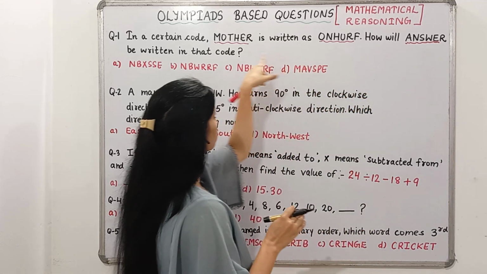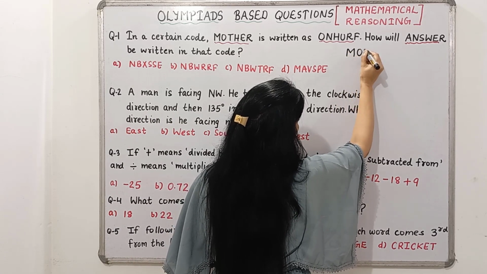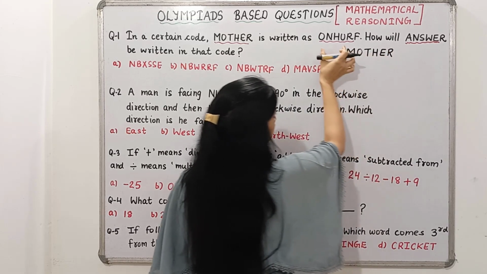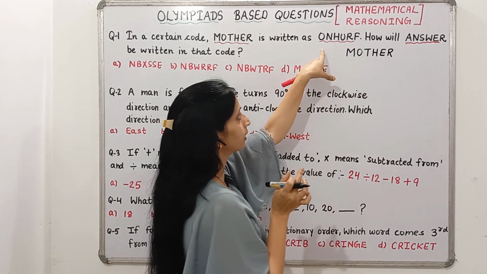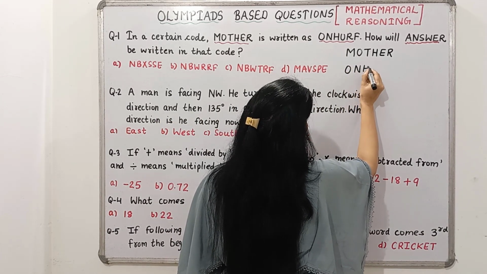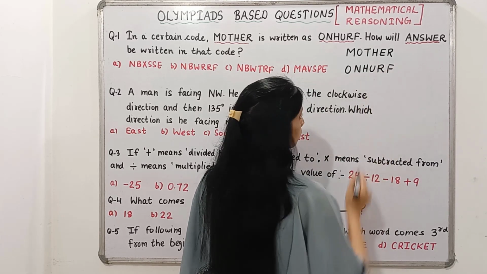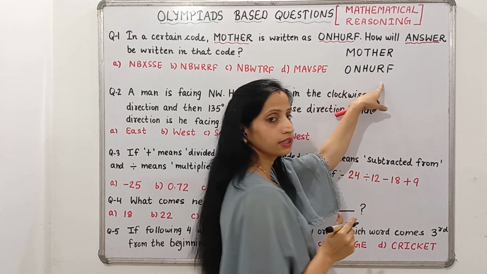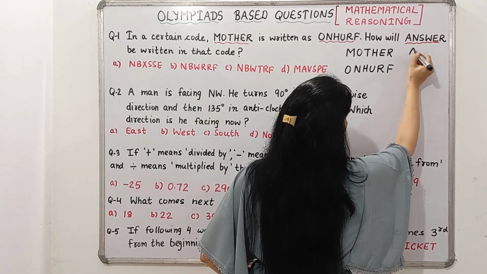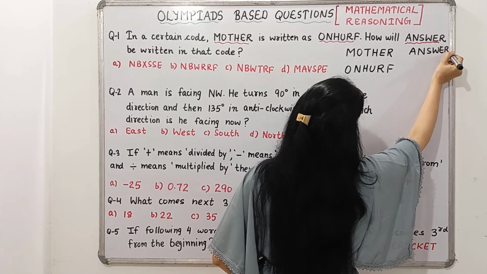So let's do. Write MOTHER here, and in a certain code, how we can write it? Like this: ONHURF. Okay, and by using that same relationship, we have to find how we will write this word.